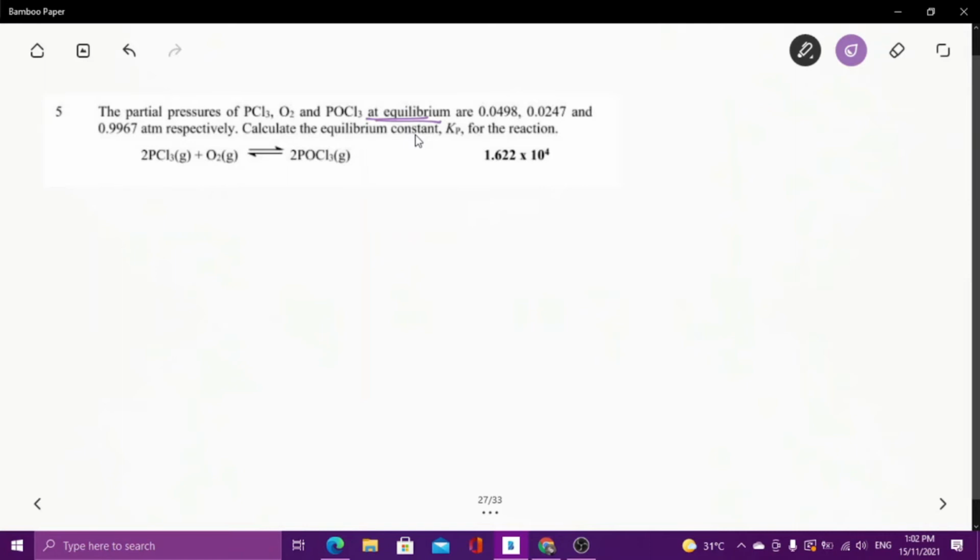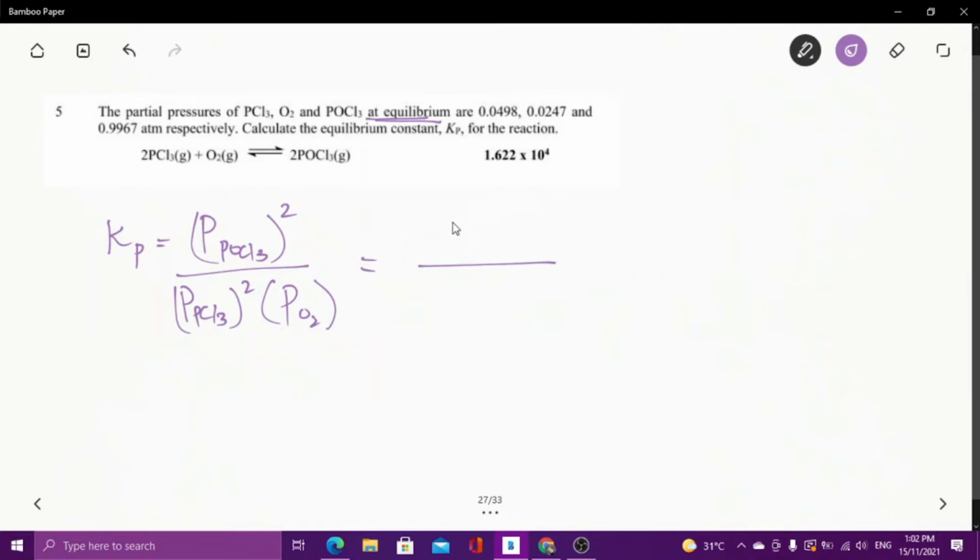So just find the value of Kp macam mana. So first kali macam biasa, dia dah bagi partial pressure, so no need to find the partial pressure yet. So just masukkan expression Kp itu apa. In this case kita akan dapat the partial pressure of POCl3 to the power of 2 over the partial pressure of PCl3 to the power of 2 times the partial pressure of oxygen. Okay, so masukkan nilai semula daripada expression yang anda sudah letak kat sini.